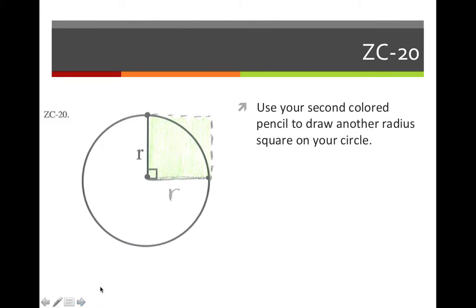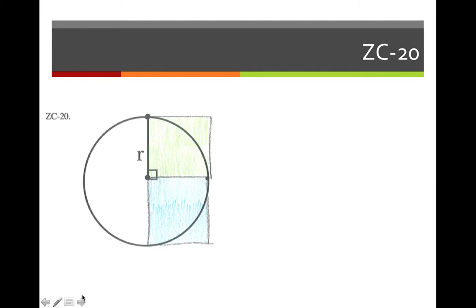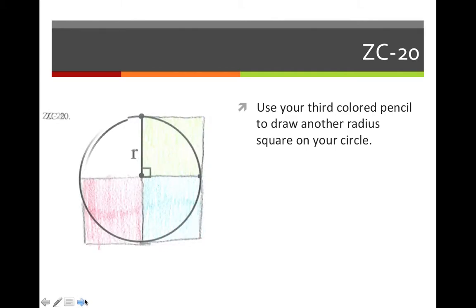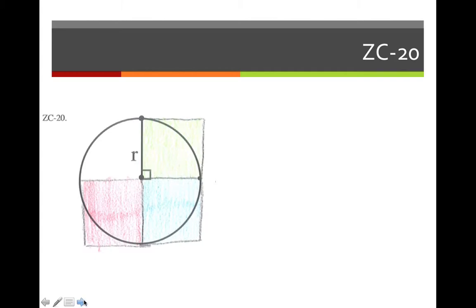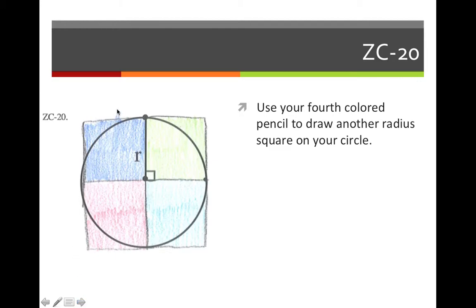Next, use your second colored pencil to draw another radius square on your circle. If you look at mine, I've made a second radius square underneath my green one. Again, remember, if you need to pause the video to catch up with me, make sure you do that. Then, use your third colored pencil to draw another radius square on your circle. Use your fourth and final colored pencil to draw another radius square on your circle. Hopefully you stay in the lines a little bit better than I did.